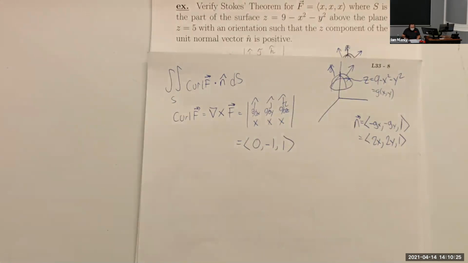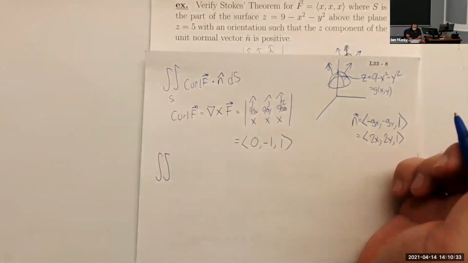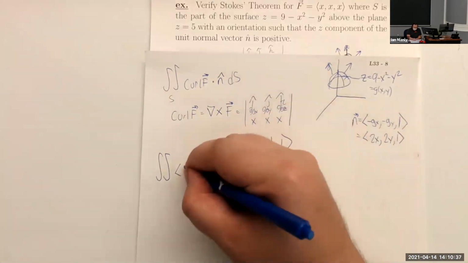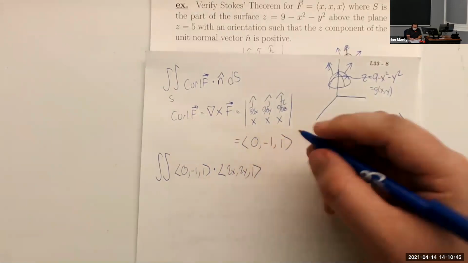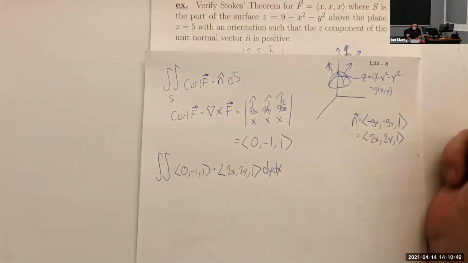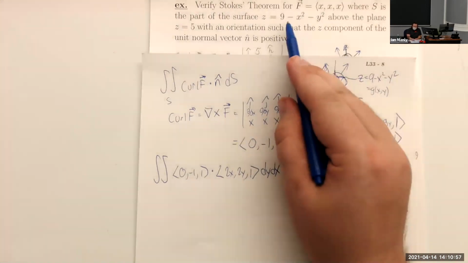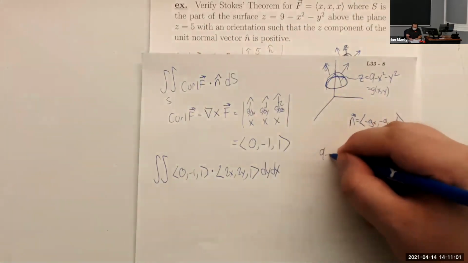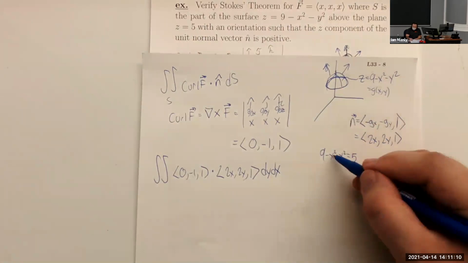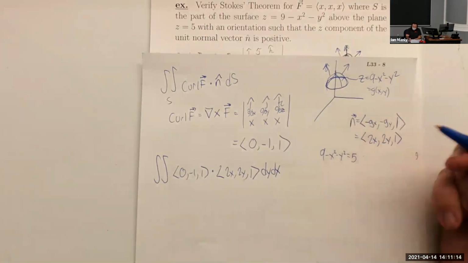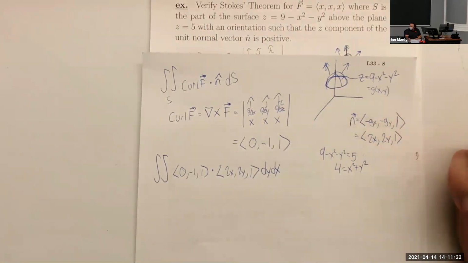All right, so we have both of our ingredients, so let's go ahead and do our integral here. We're going to do the curl, which is 0, -1, 1, dotted with our normal vector, 2x, 2y, and 1. And then I guess we'll do dy dx. Now, what are we integrating over here? Well, we're integrating over this circle. And what circle is that? It's where 9 minus x squared minus y squared equals 5, kind of like how we did in the previous examples here. So we add x squared plus y squared over here, and subtract 5 right here. So we have 4 is x squared plus y squared.